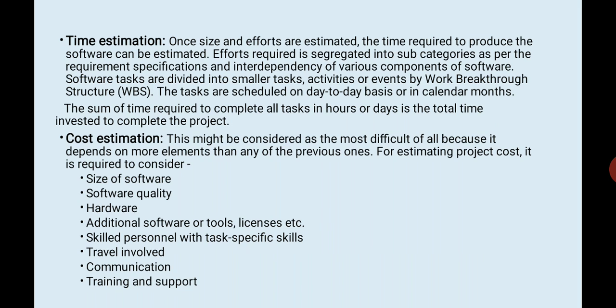Okay, the next factor is the cost estimation. This might be considered the most difficult of all because it depends on more elements than any of the previous ones. For estimating project cost, it is required to consider size of software, software quality, hardware, additional software or tools, licenses, etc., skilled personnel with task-specific skills, the travel involved, communication, training, and support. So all these are the things that account for the cost estimation.